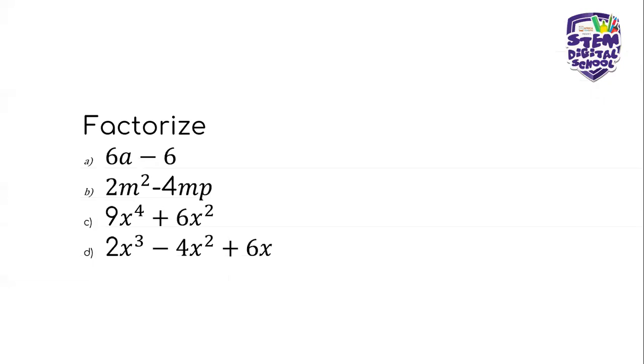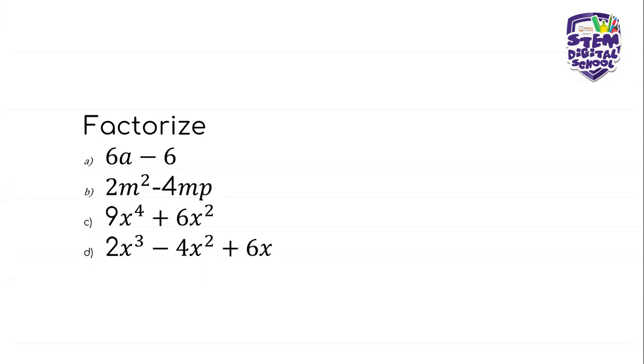And if you take out 3x squared in the first instance, then you'll be left with 3x to the power of 2. Yes, so it will be 3x squared, because 3x squared times 3x squared gives you 9x to the power 4. And in the second term, you'll be left with 2. Remember that 2 times 3x squared gives you 6x squared.